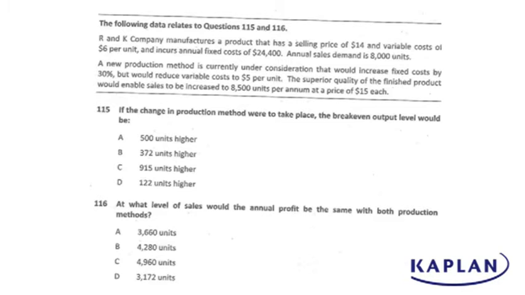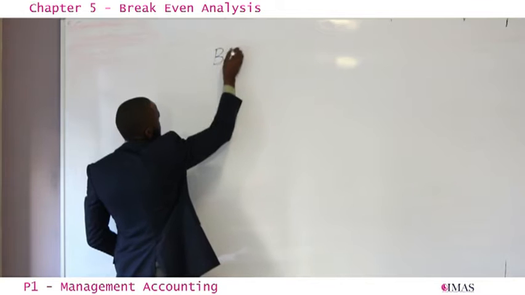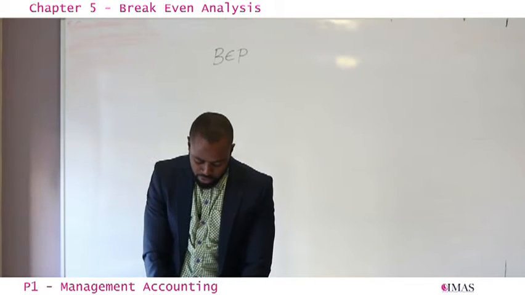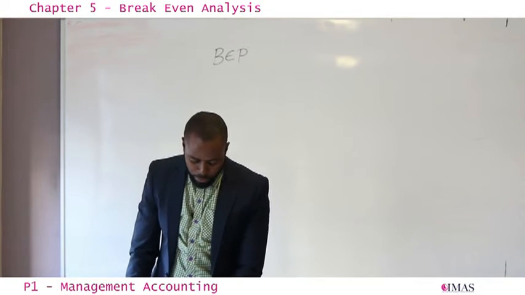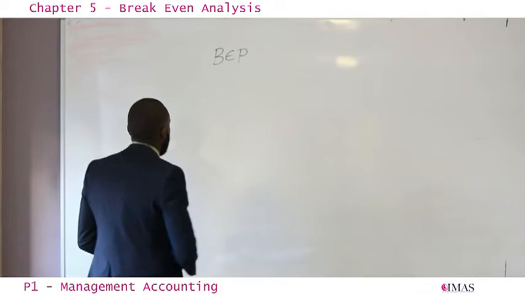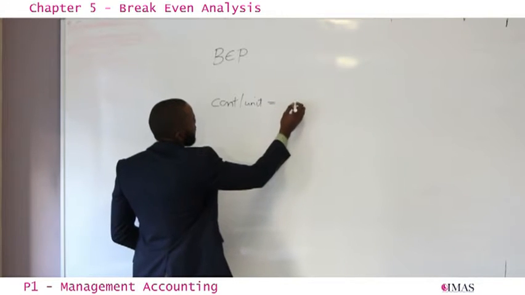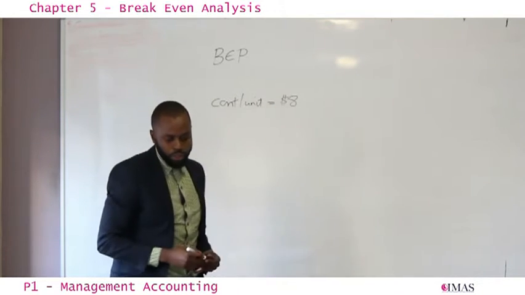Earlier on I told you that whenever you get a question, first you read the requirement. Question 115 says, if the change in production method were to take place, the break-even output would be. So here we know that we're looking at the break-even point in units, the break-even output. And now we can go to the scenario. We're told that R&K company manufactures a product that has a selling price of 14 and variable cost of 6. So the contribution per unit here is 14 minus 6, which is $8 per unit.